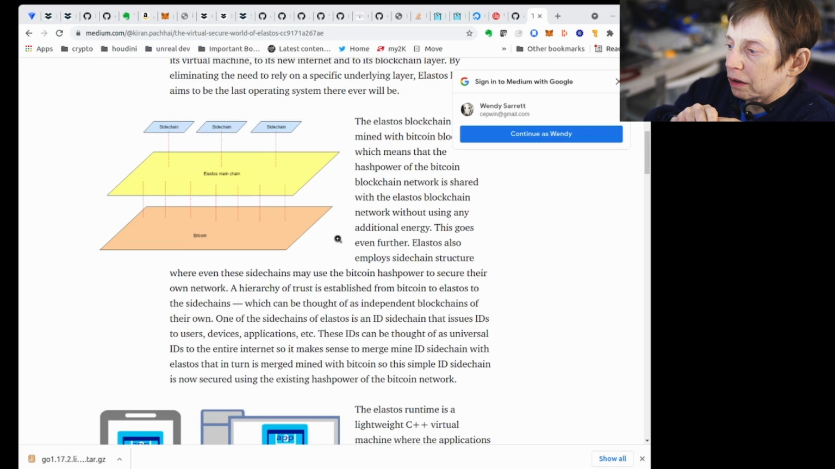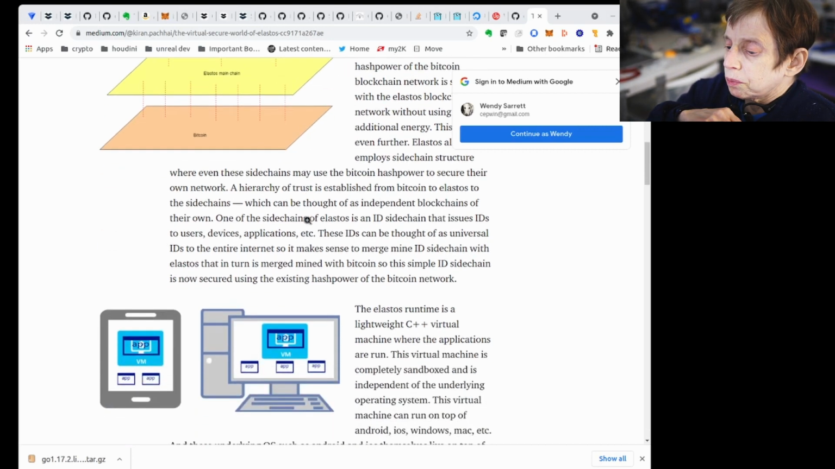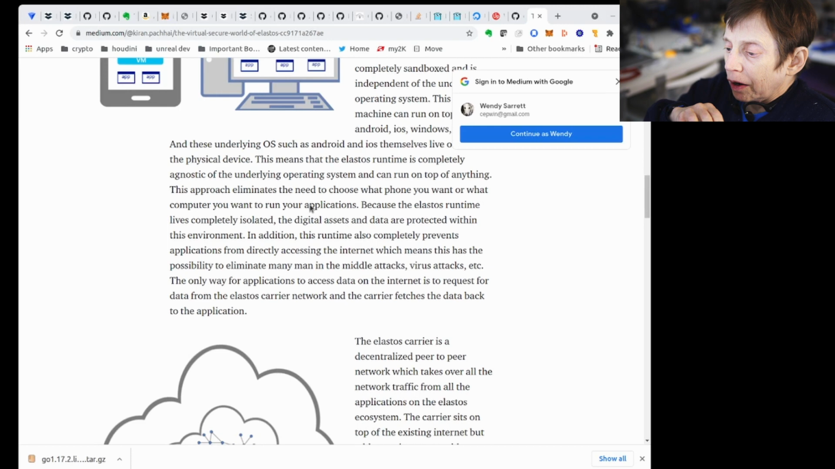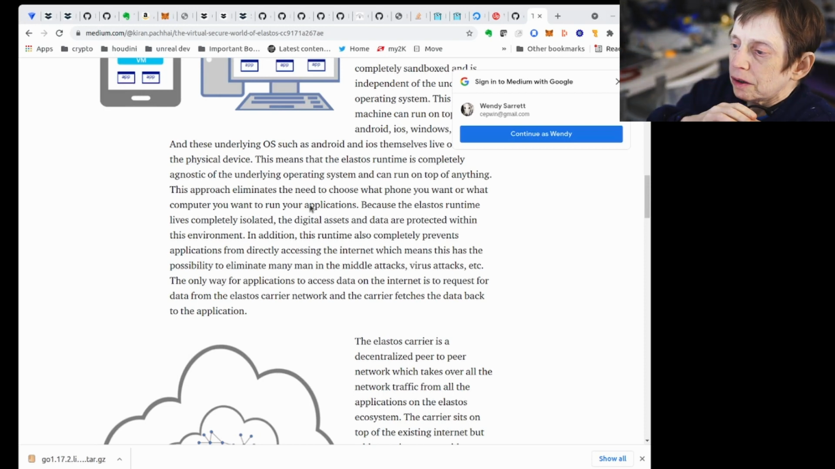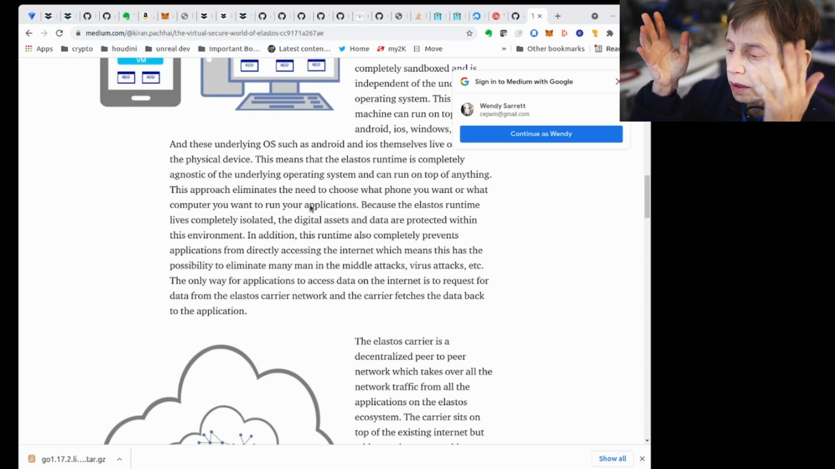The other thing, as I said, is peer-to-peer, which means the devices running on Elastos are talking. The Elastos nodes are talking to other Elastos nodes. It's isolated, and as they say here, because the Elastos runtime lives completely isolated, its digital assets and data are protected within the environment, which means it can't directly access the internet, so that helps eliminate any attacks.